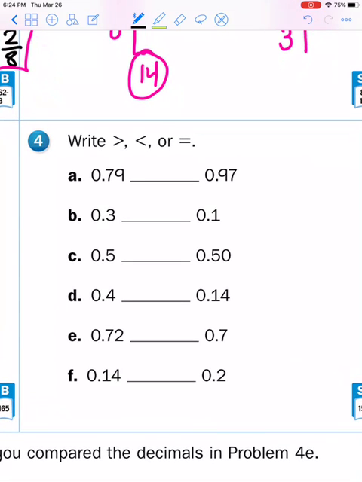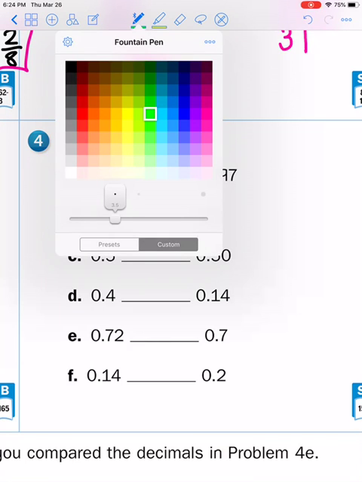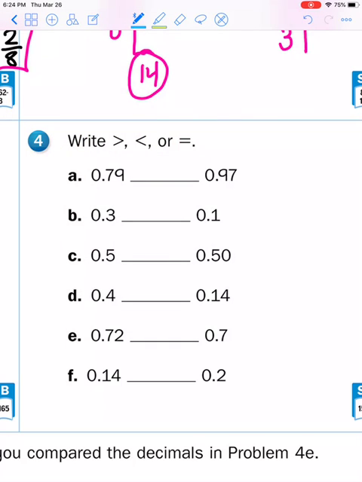Okay, now we're going to be comparing decimals. All of these decimals are either in the tenths place or the hundredths place. 0 and 79 hundredths and 0 and 97 hundredths. So I already know that 7 is smaller than 9. So 7 tenths is smaller than 9 tenths. So 79 hundredths is going to be less than 97 hundredths. 0 and 3 tenths and 0 and 1 tenths. 0 and 3 tenths is greater than 0 and 1 tenth.